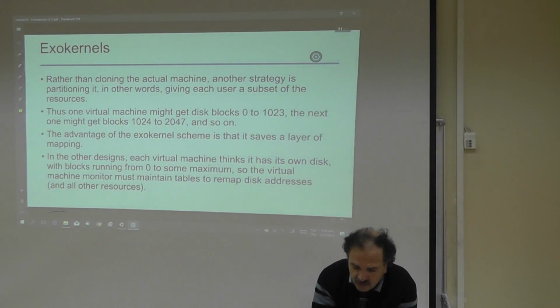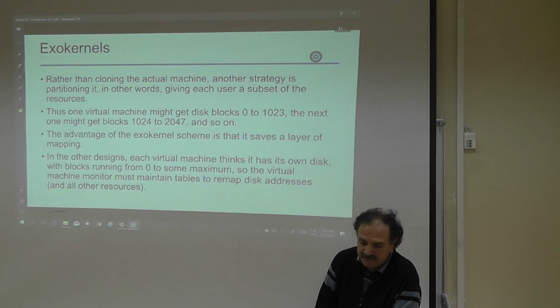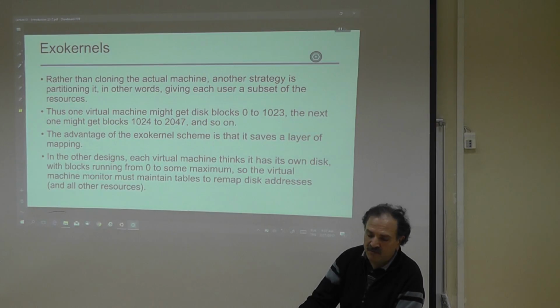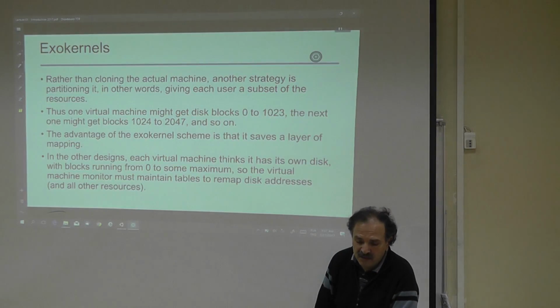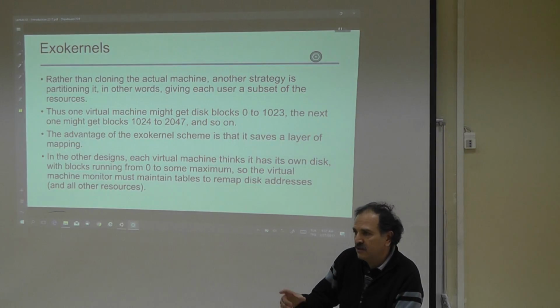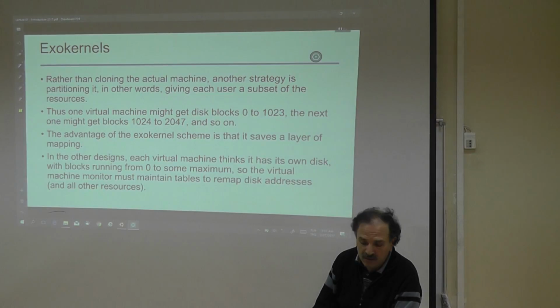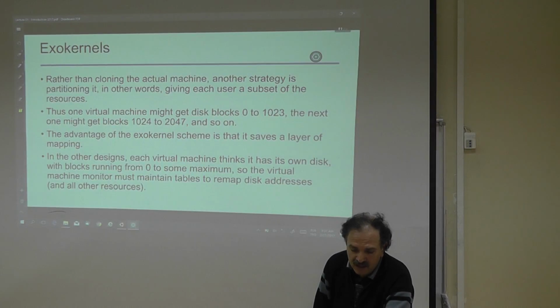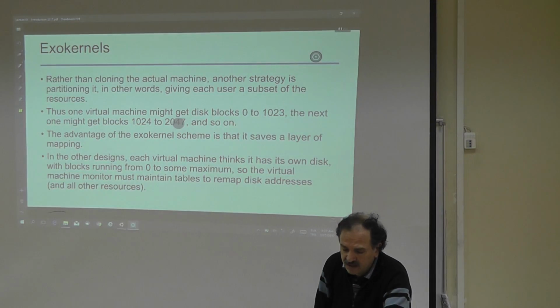With the exokernels, you don't clone the exact machine, okay? You partition the original machine. Let's say I have 5 CPUs. It says, okay, CPU 1 will be used by this operating system, CPU 2 will be used by this operating system, 3 and 4. So it partitions the original hardware into smaller hardwares, okay? So each operating system might have its own CPU. Also, do the same thing with the disk, okay? One virtual machine might get the disk blocks from 0 to 1023. The other one gets from 1K to 2K, and so on.